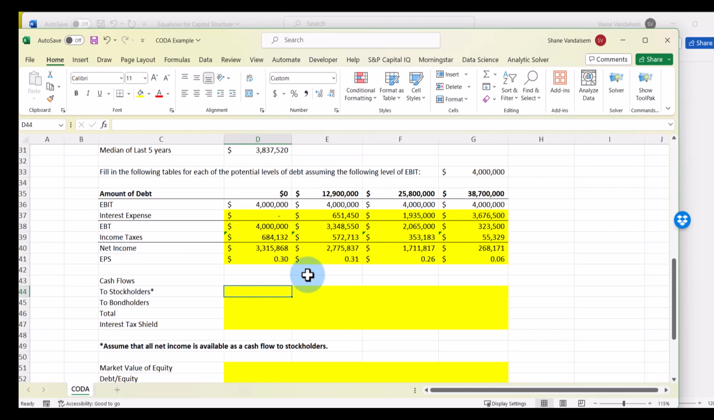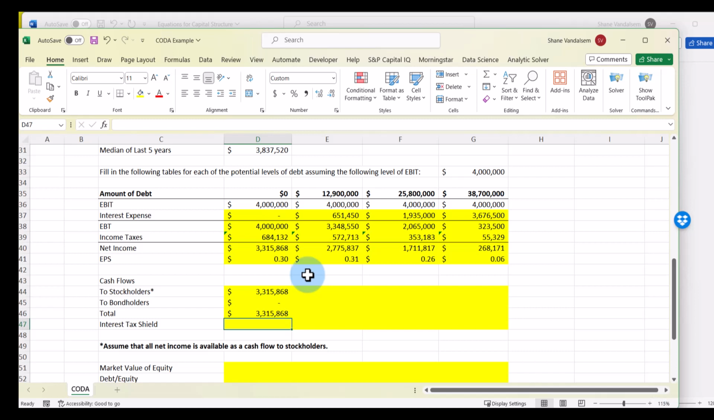So we're assuming here that all net income is paid out as a cash flow to the stockholders. And so our net income is our cash flow to the stockholder. Our interest expense is the cash flow to the bondholder, and the total amount is the sum of the two. The value of the interest tax shield is the total amount of cash flows paid out to investors minus the amount that would be paid out if the firm had no debt.